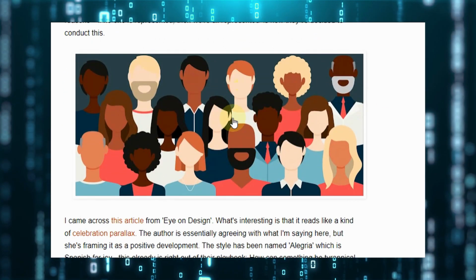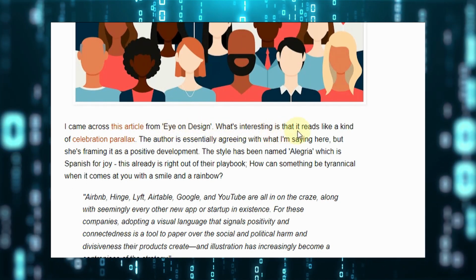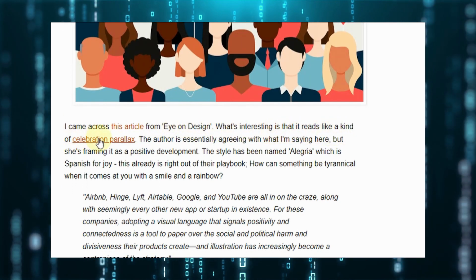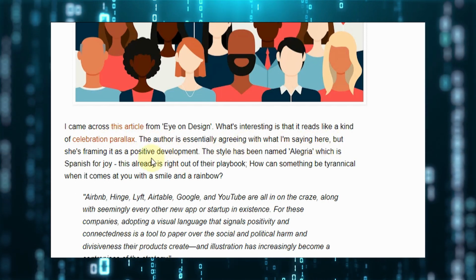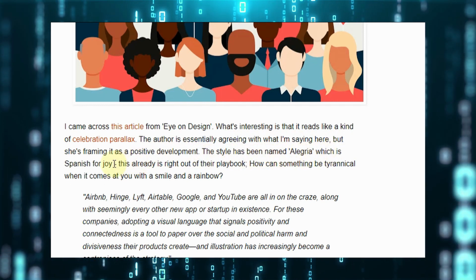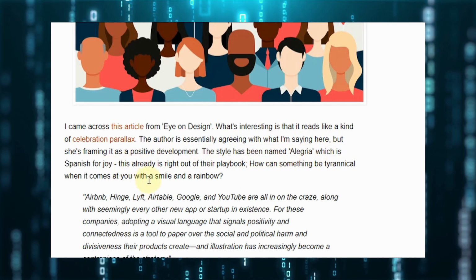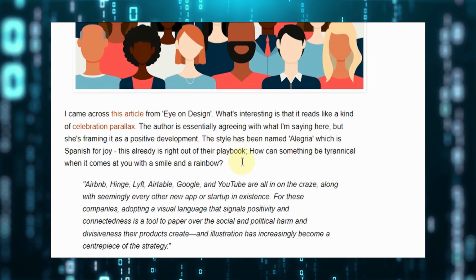Let's see another example. I've come across this article from InDesign. What's interesting is that it reads like a kind of celebration. The author is essentially agreeing with what I'm saying here, but she's framing it as a positive development. The style has the name Alegria, which is Spanish for joy. This is already right out of their playbook. How can something be tyrannical when it comes at you with a smile and a rainbow?